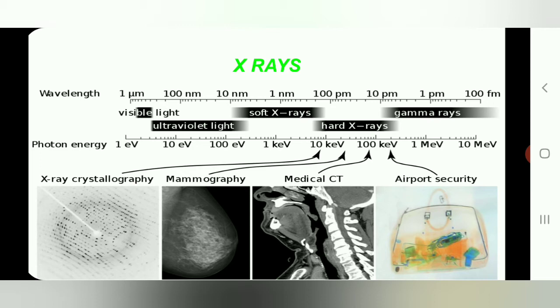Uses: they are used for the detection of fractures in bones, airport security, mammography, and X-rays of teeth. They are also used for studying atomic arrangement in crystals as well as complex molecules. X-rays are used by detective agencies to detect concealed precious metals.